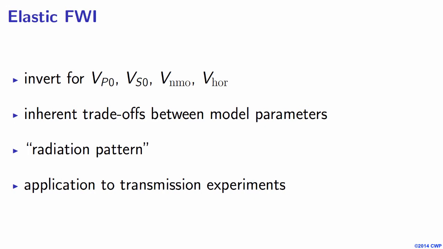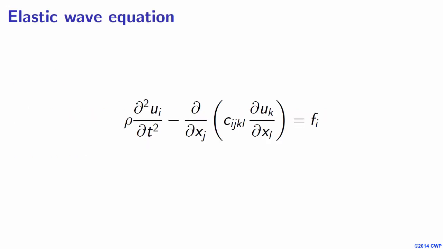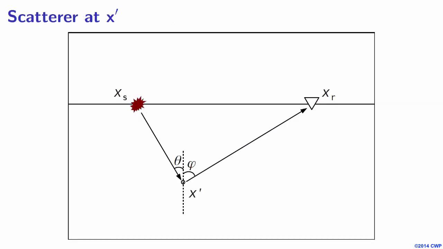So I'm going to very briefly describe how we obtain the expressions for these radiation patterns. The details, of course, are in the appendix at the end of the report. I'm just going to give you a very brief overview of the derivation. So we start off with the elastic wave equation, and we're looking at a perturbation in the model. So we've got a source at xs, a receiver at xr, and there's a perturbation at a point in the subsurface x dash.